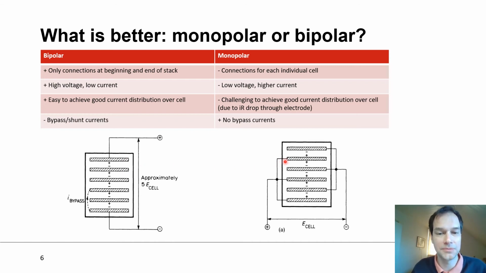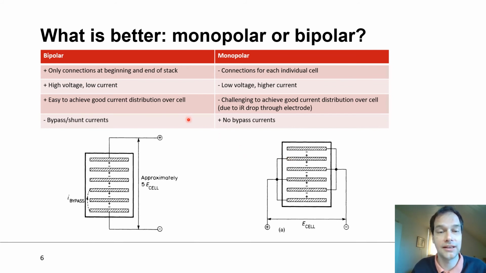And why is that sometimes a challenge for the monopolar system? Because when you connect it on one side, there can be a bit of potential drop over the electrode. So for example, if the potential is 8 volts here, it could be 7.95 volts on the other side. And as a result of that potential being a bit lower there, you can get a lower current density at this position, for example, compared to that one. And that in turn could lead to faster electrode degradation.